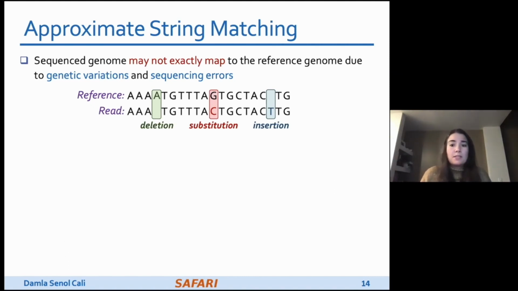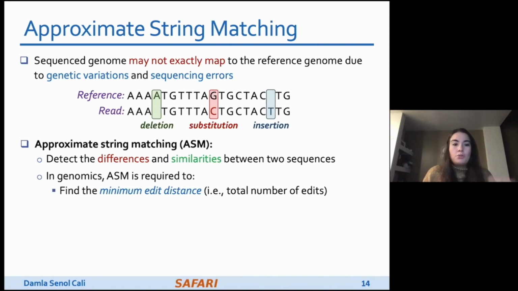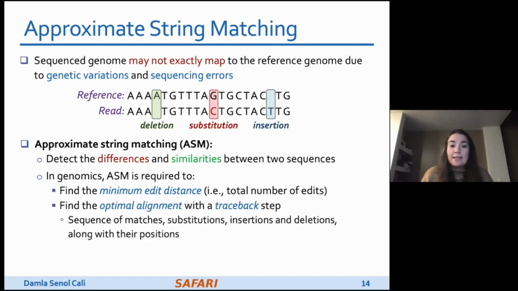Since multiple steps of read mapping must account for these errors, deletions, substitutions, insertions, they must perform approximate string matching. The goal of approximate string matching is to detect the differences and similarities between two sequences. In genomics, ASM is required first to determine the minimum number of edits between two genomic sequences, which is called edit distance. And here in read mapping, the reference segment and the read itself are those two genomic sequences. And also we need ASM to find the optimal alignment with a traceback step.